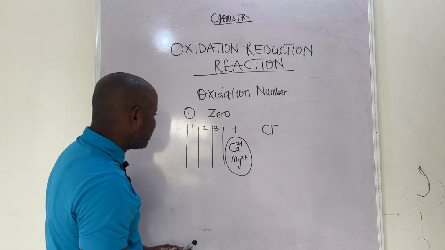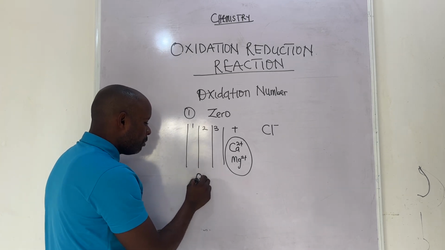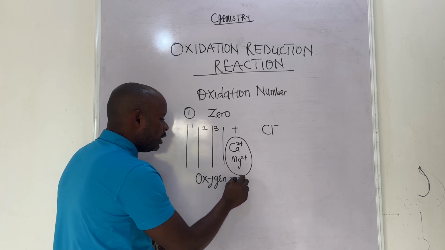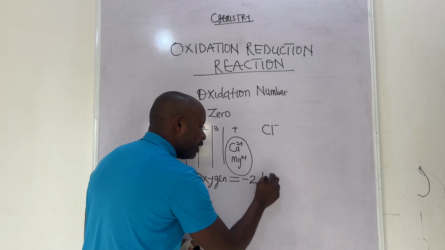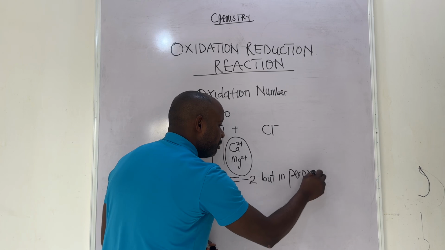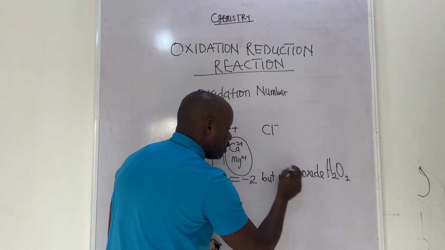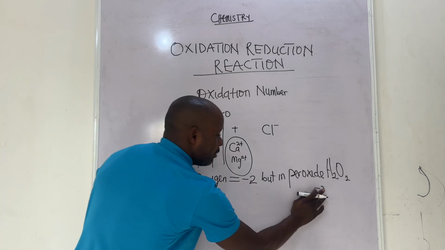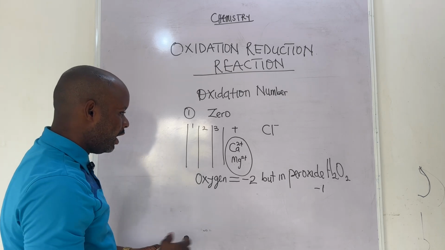By so doing, we said the oxidation number of oxygen in compounds is -2, but in peroxides like H2O2, the oxidation number of oxygen in this regard is negative 1, pardon. It's negative 1. So there is still an exception.